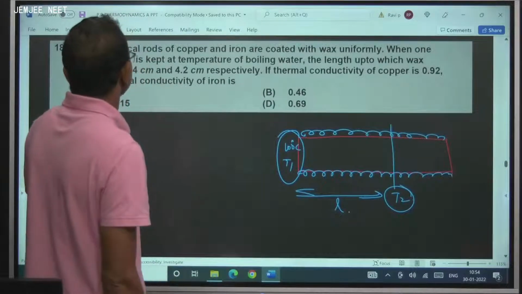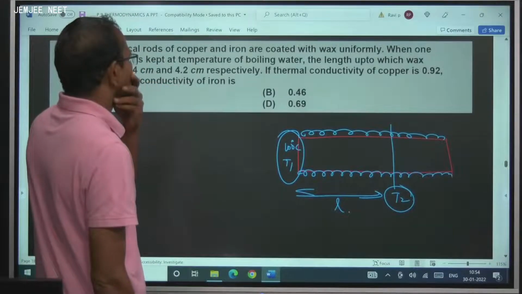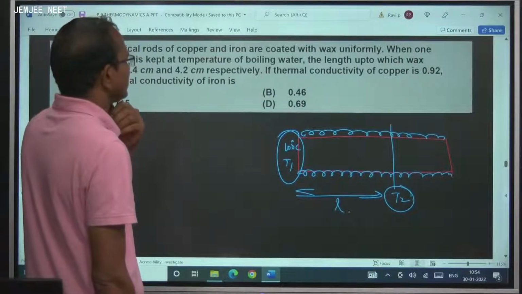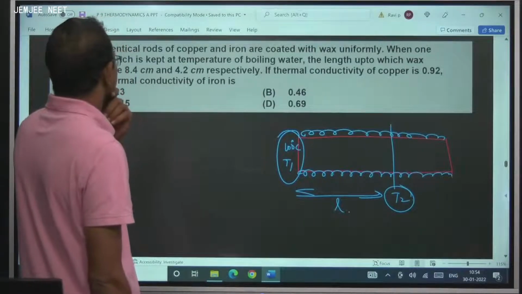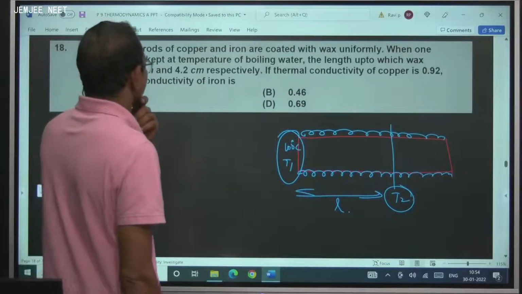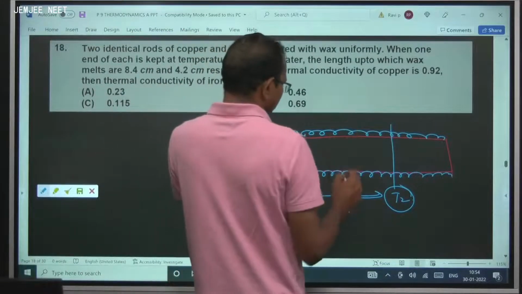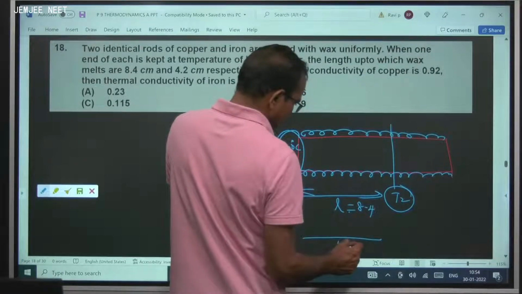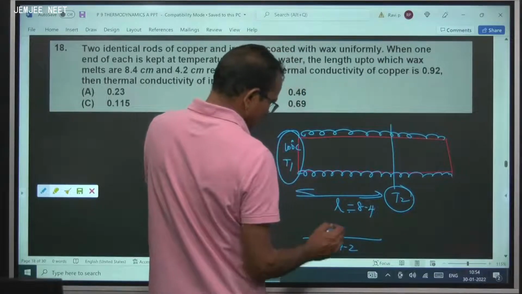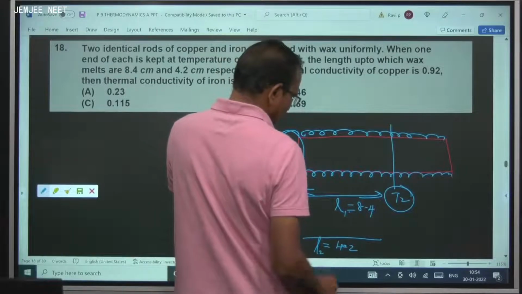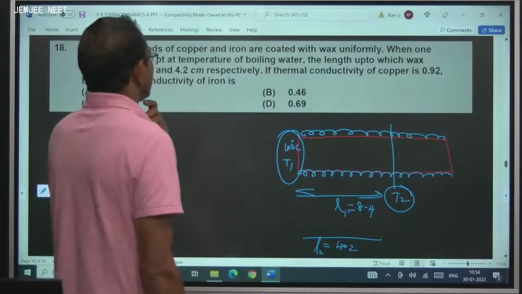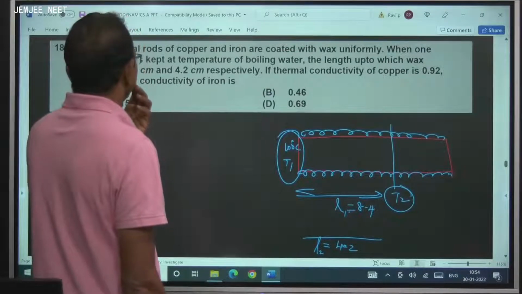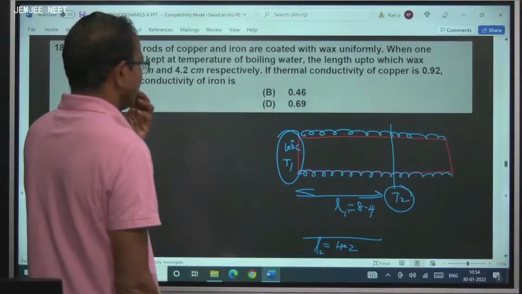Now, two identical rods of copper and iron coated with wax uniformly, when one end of each is kept at the boiling temperature, the lengths up to which the wax melts are 8.4 and 4.2. For one it is 8.4, for the other it is 4.2. L1, L2, 4.2, respectively. If the thermal conductivity of copper is 9.2, the thermal conductivity of iron is.